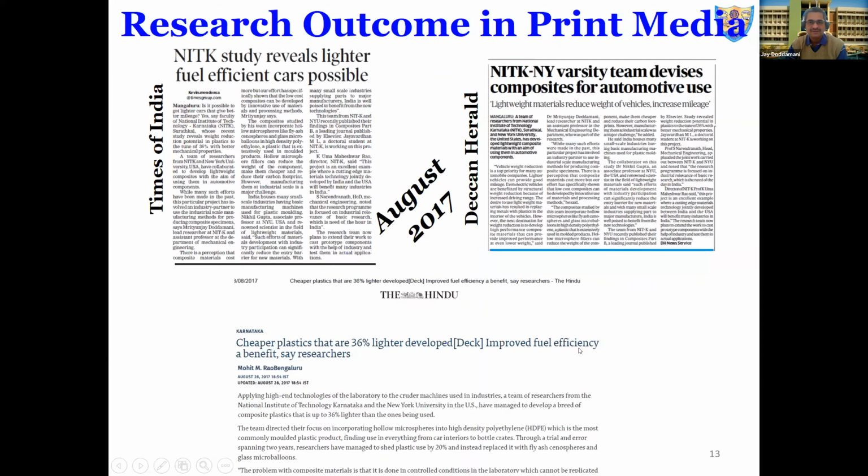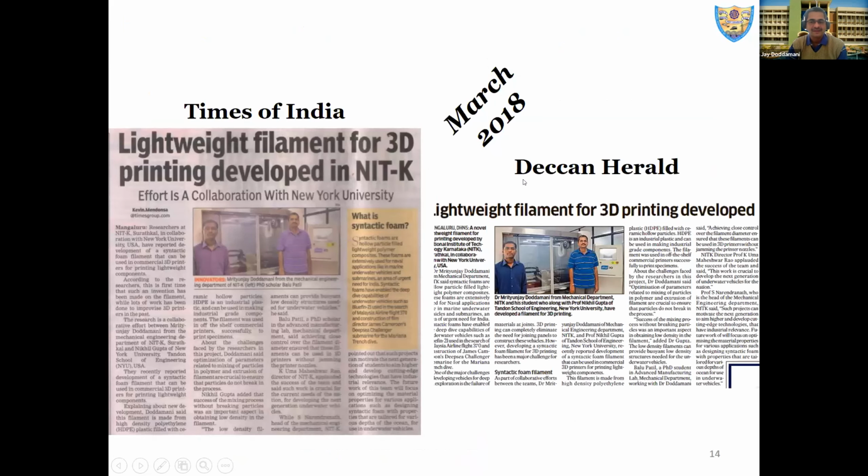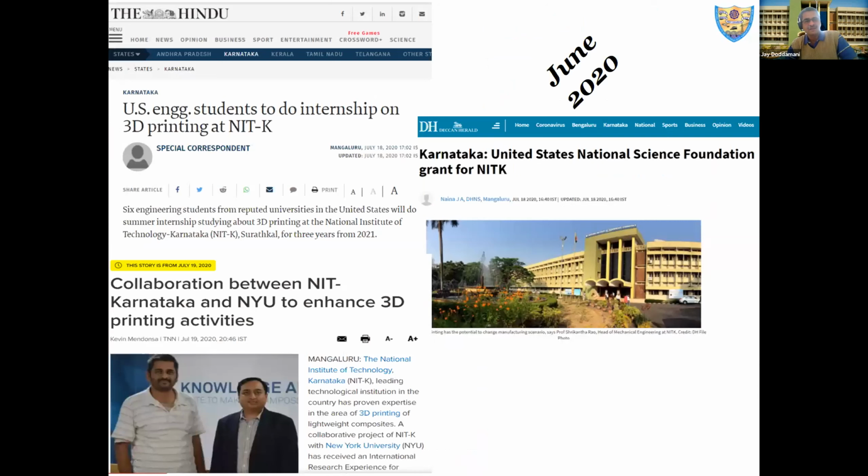And our research outcome has been regularly taken up by the print media. These are some of the press releases in 17 by leading newspapers in India, 18, and then we have offered recently with Professor Nikhil Gupta. We recently received a National Science Foundation grant wherein we are going to host US students in the lab at NITK for 3D printing activities. Thank you.